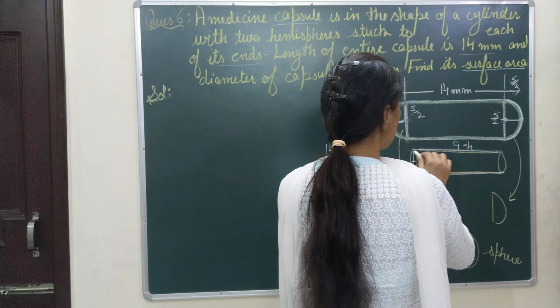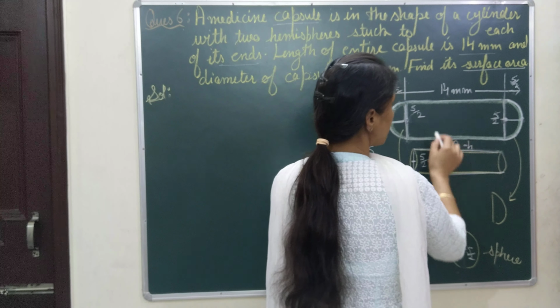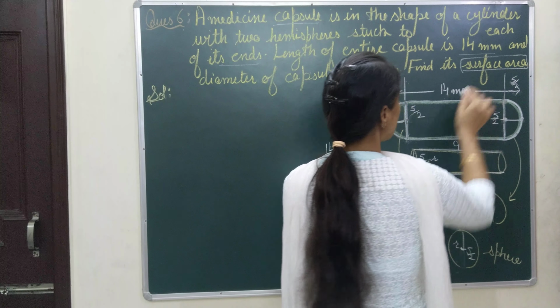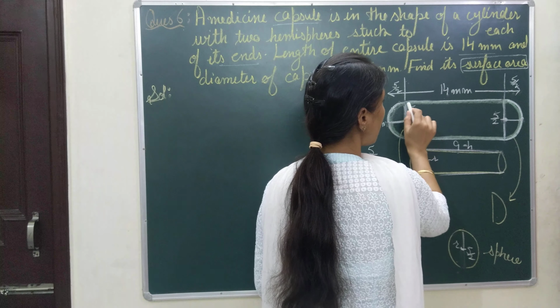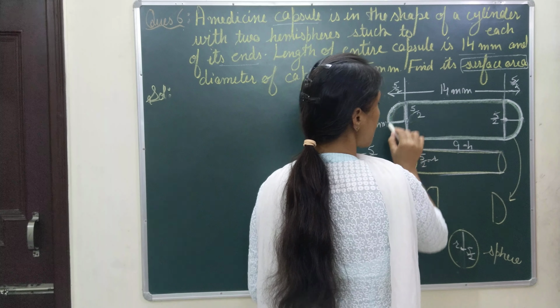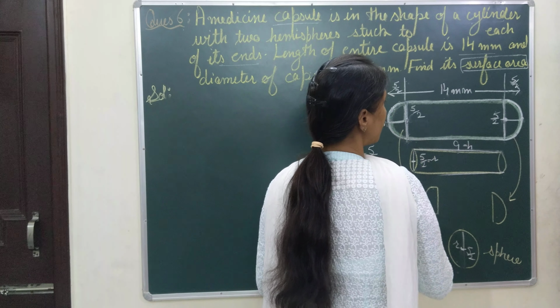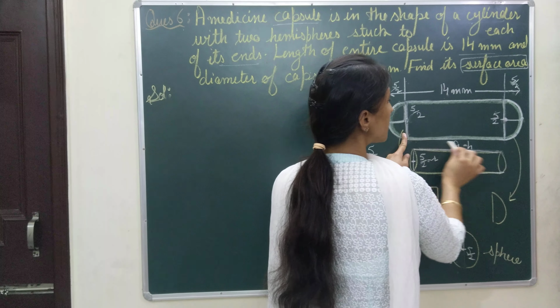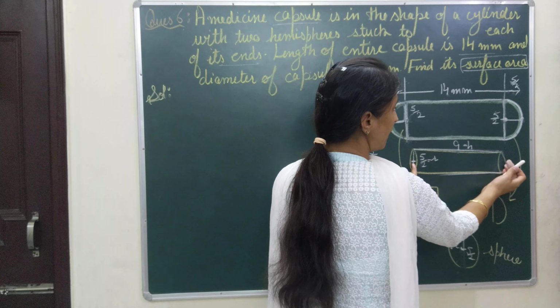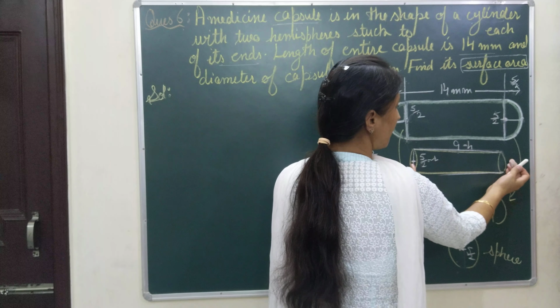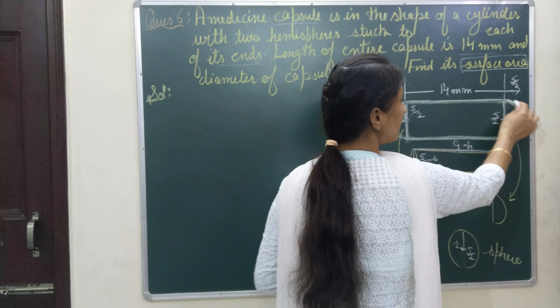Now if I am going to paint this, whenever we are talking about surface area, it is the part where you can touch the given figure. If I touch this entire capsule, I can just touch the curved surface area of the cylinder. I can't touch its circular ends, because these are covered with hemispheres.